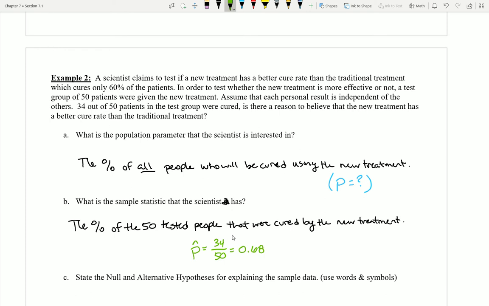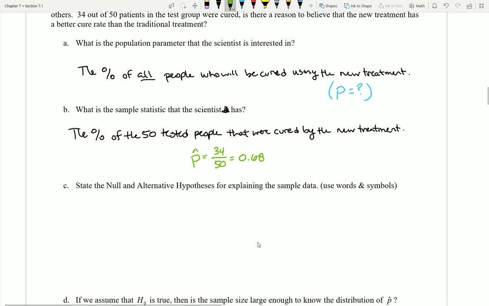So again, we have to admit to ourselves that we don't really know what P is still, right? Because there's millions, billions of people in the world. So how do I know what percentage of all of them would get cured? I don't know that. It could be 68% on the nose. It could be higher. It could be lower. I'm not quite sure. But I can start to go ahead and state some hypotheses.